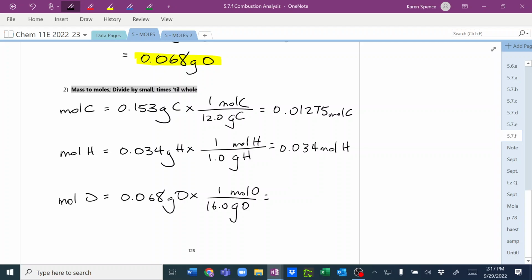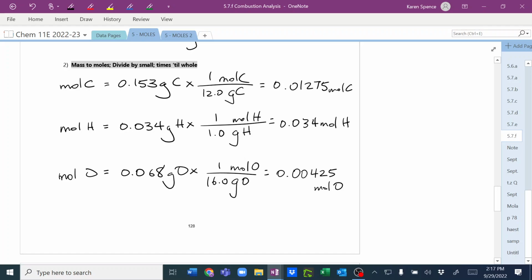And 0.068 divided by 16 gave me 4.25 times 10 to the minus 3, but I'm going to write it in non-scientific notation because it'll look more like the other numbers. So 0.00425. It makes it easier for me to see that that is my smallest number. So now we are going to divide by our smallest number.